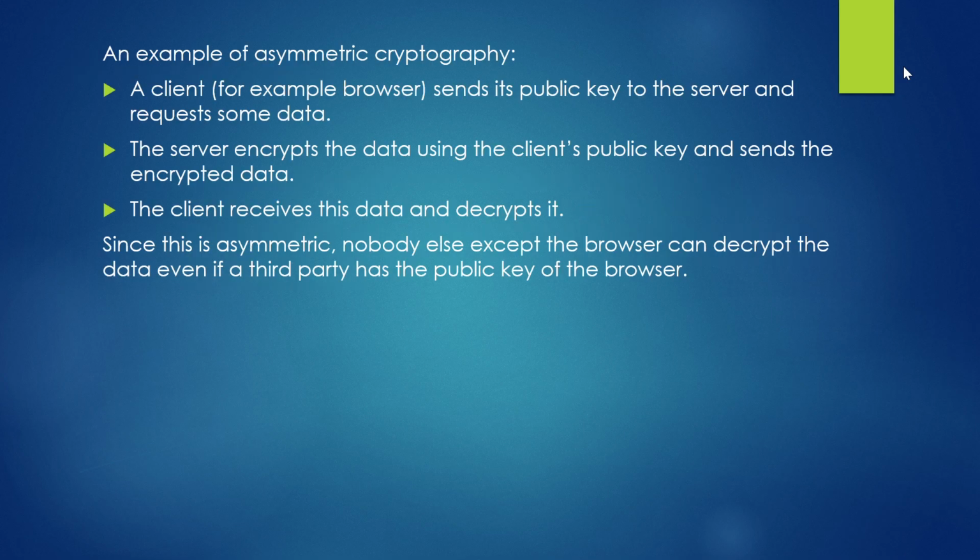A client sends its public key to the server and requests some data. The server encrypts the data using the client's public key and sends the encrypted data. The client receives the data and decrypts it. Since this is asymmetric, nobody else except the browser can decrypt the data, even if a third party has the public key of the browser.